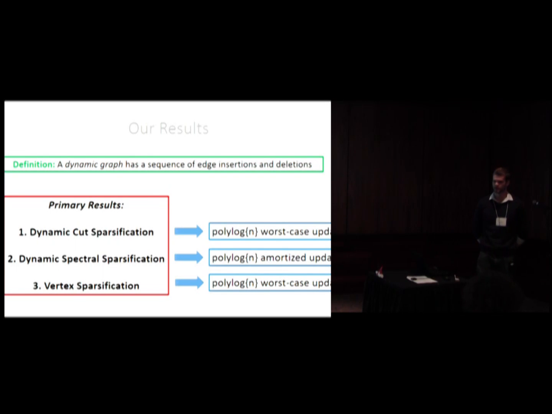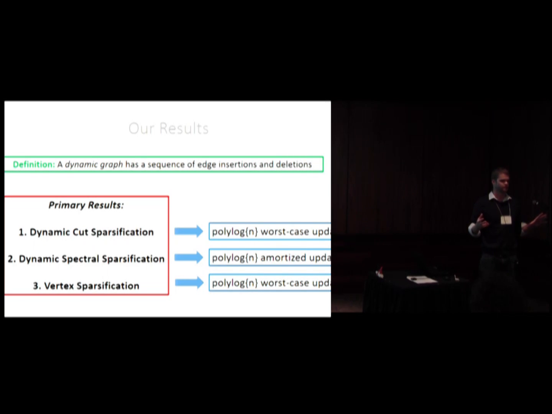Okay, gotcha. So we're just going to consider a dynamic graph where we take a graph, we add edges, delete edges. For the purposes of this talk, assume that the graph is unweighted, but we do extend our primary results to weighted graphs. So our primary three results are: we're going to have a dynamic cut sparsifier, a dynamic spectral sparsifier, and a vertex sparsification routine, which we can also extend dynamically.